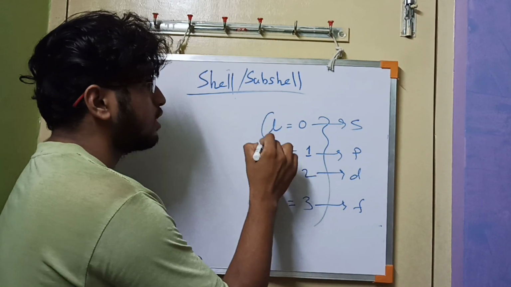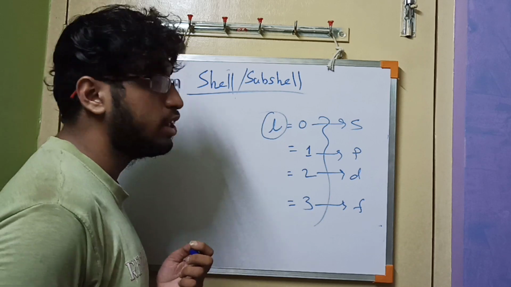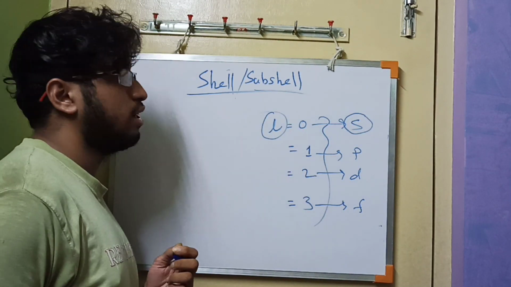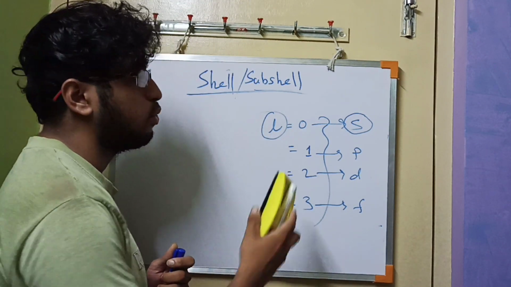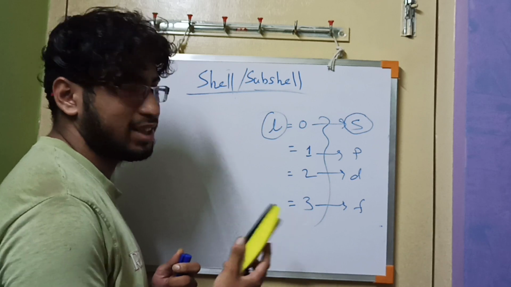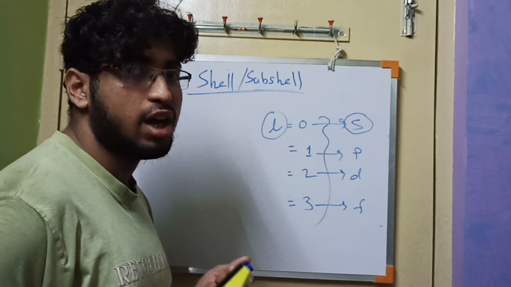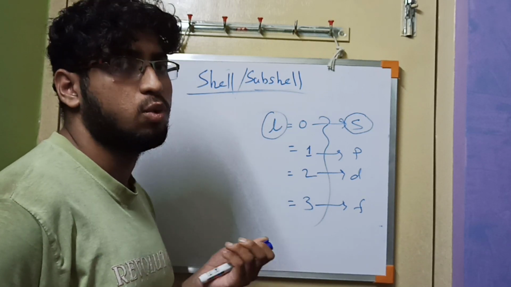So what does the l quantum number deal with? It deals with the size or shape of the subshell. That means for l equal to 0, it will be the s orbital or s subshell. So if we have a specific value of l, we can guess what the subshell is.